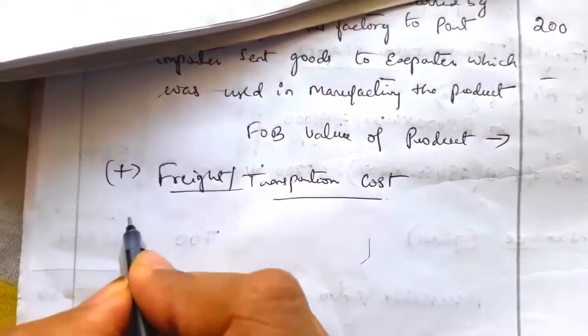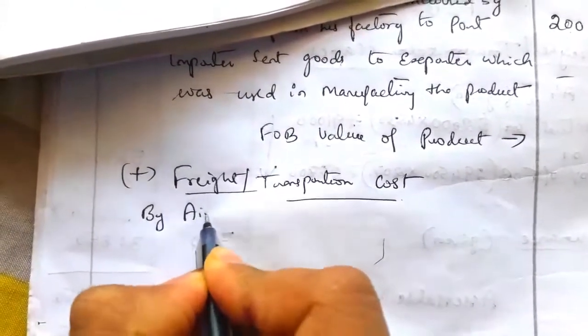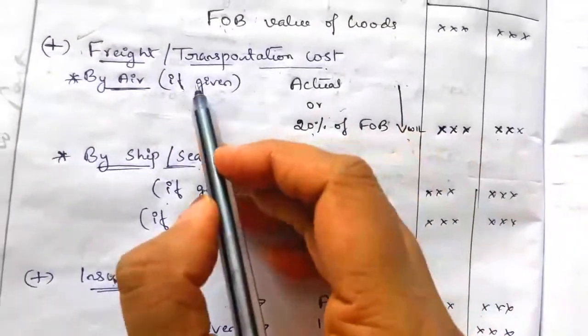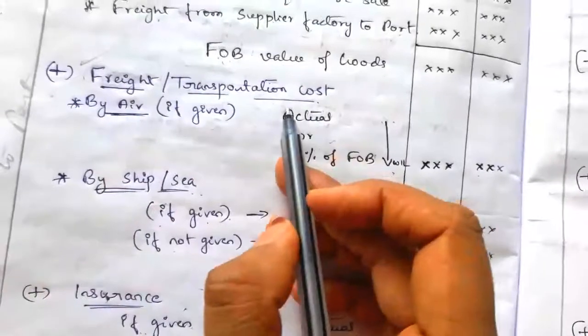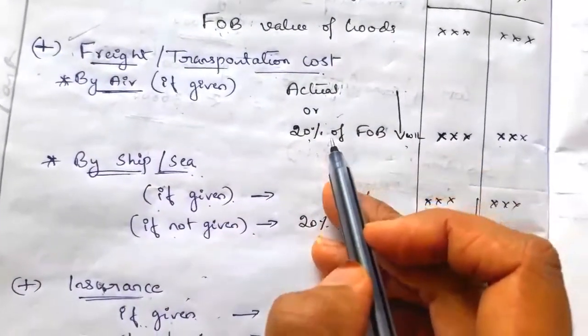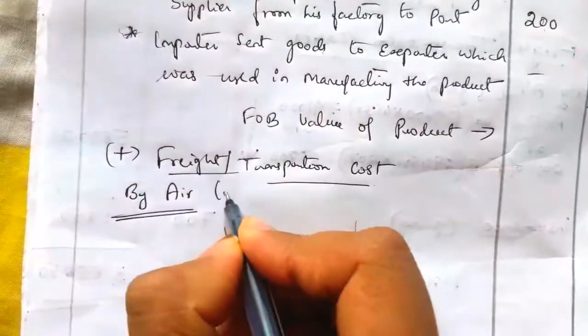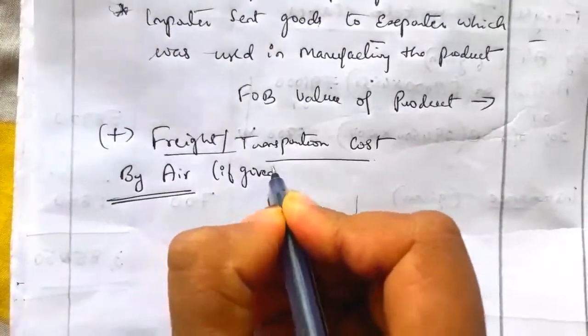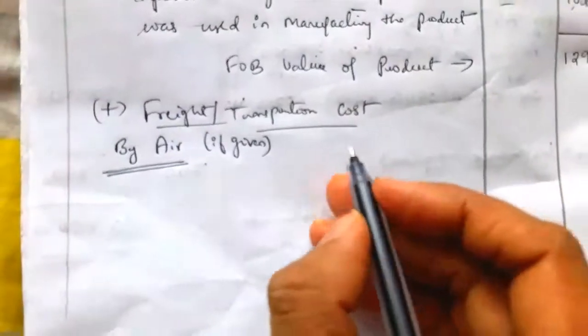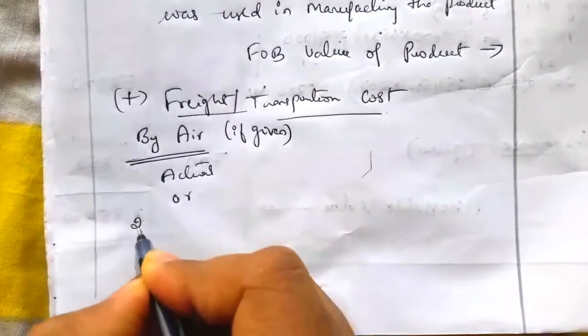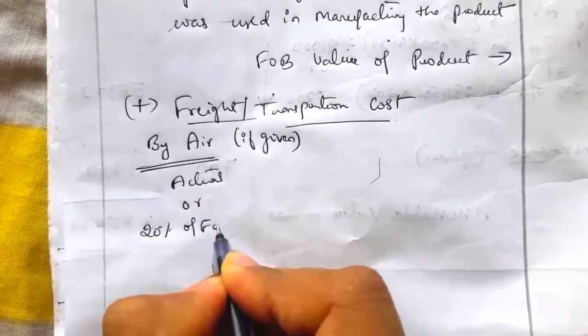So when they give that transportation is by air, what is the rule? The rule says if it is given, meaning they have mentioned it is by air, then we have to take the actual or 20% of FOB. Only if it is given do we take it; if not given, then we should not take it. So the rule is actual or 20% of FOB we have to take.